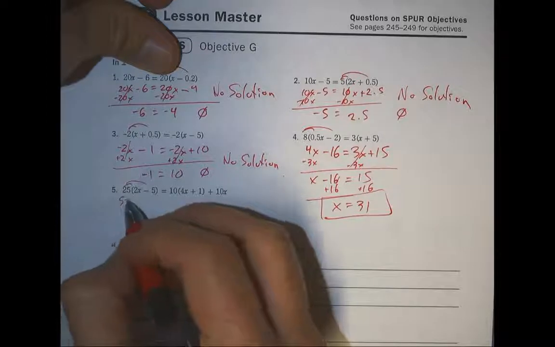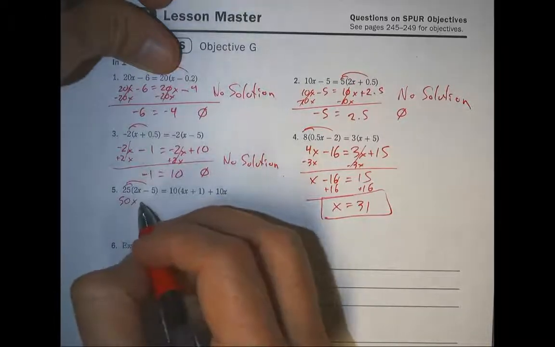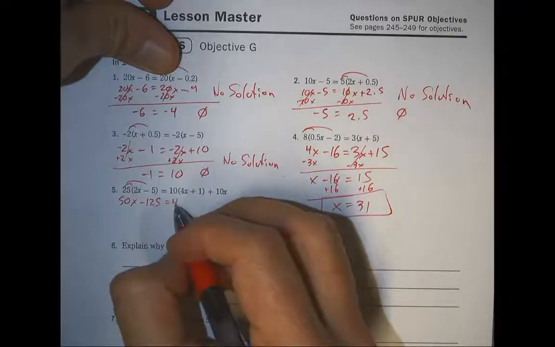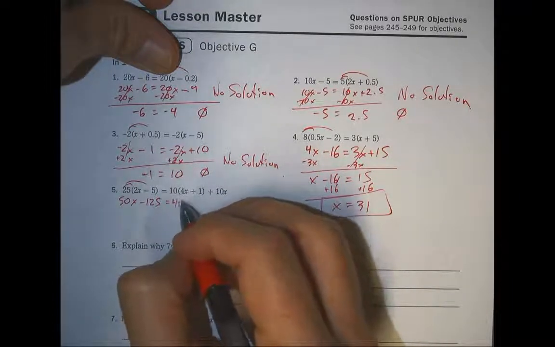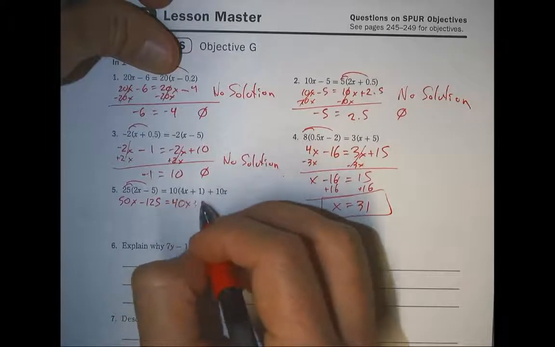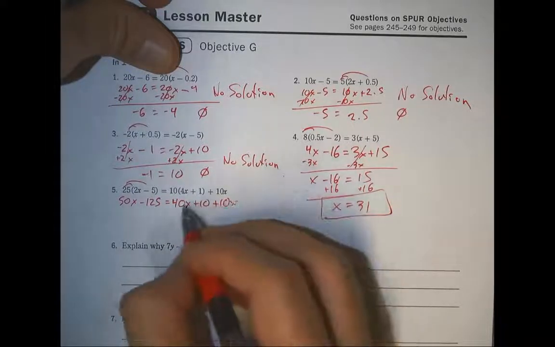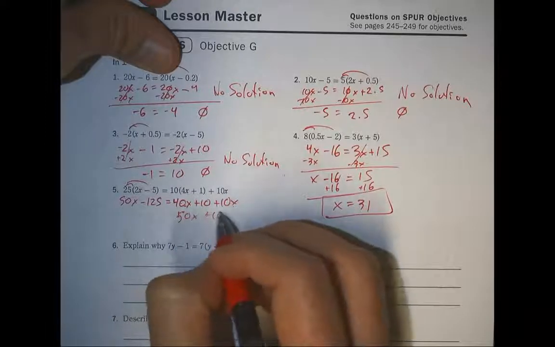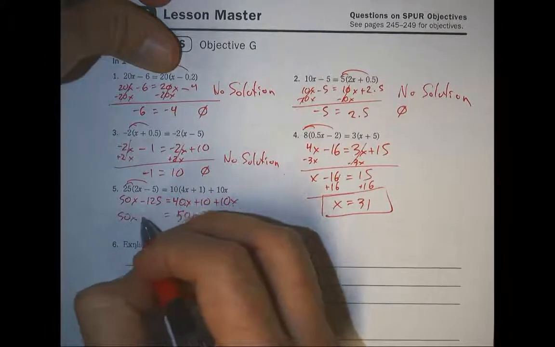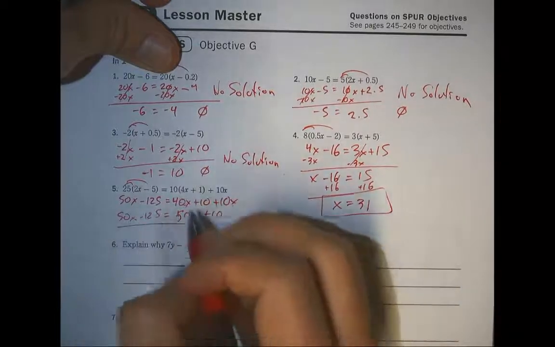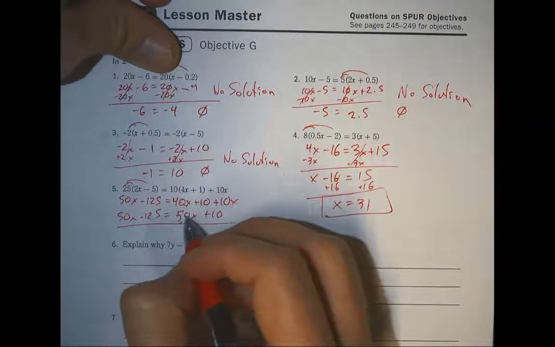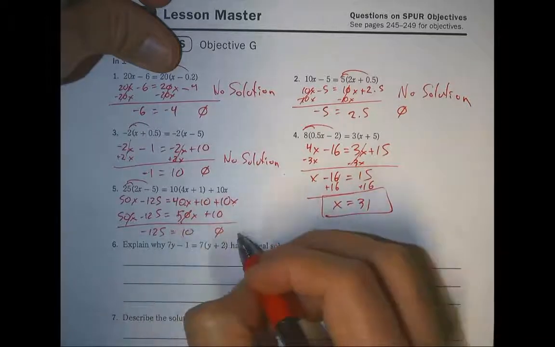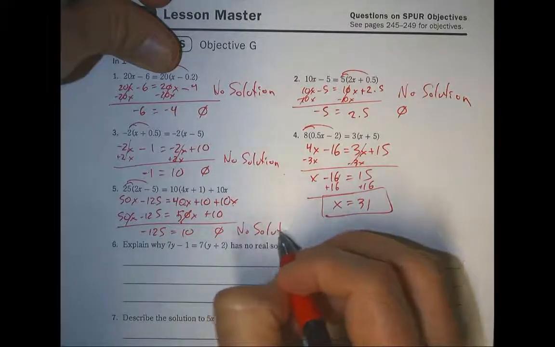So here, 50x minus 125. Over here, you can get 40x plus 10 plus 10x. Simplify this side first. Put 40 and 10x together. That's 50x. So I'd have a 50x on both sides. I'm going to minus the 50x from both sides, and I'm left with -125 equals 10. Not true. No solution.